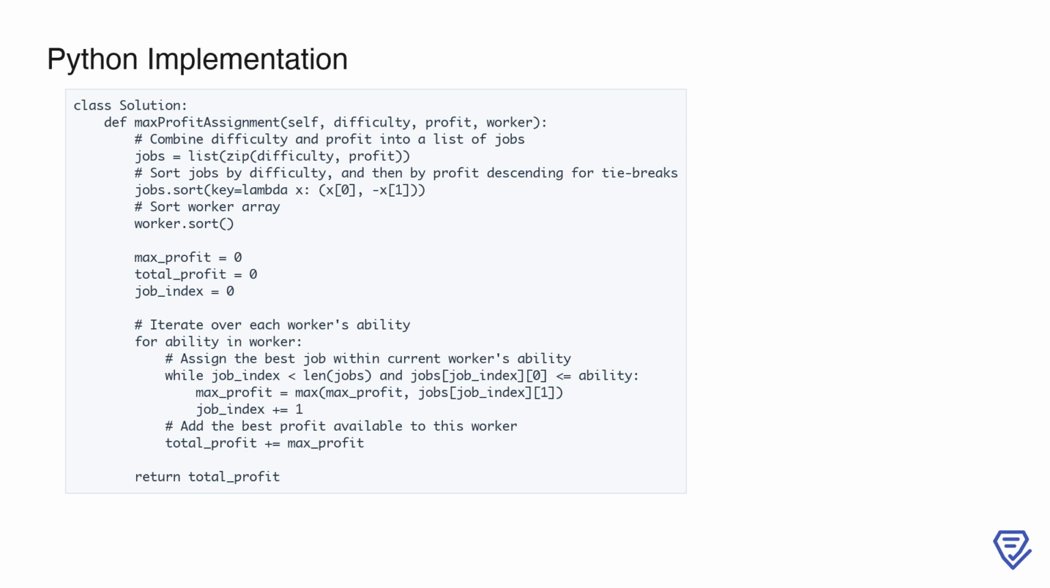This approach is efficient because sorting the jobs and workers takes n log n plus m log m, and the single traversal of the jobs list ensures the overall time complexity remains linear relative to the combined input size, n plus m. The solution handles edge cases, such as workers with very low or very high ability, by simply skipping jobs they cannot handle or stopping once all jobs are processed. The implementation ensures correctness while maintaining clarity and efficiency.